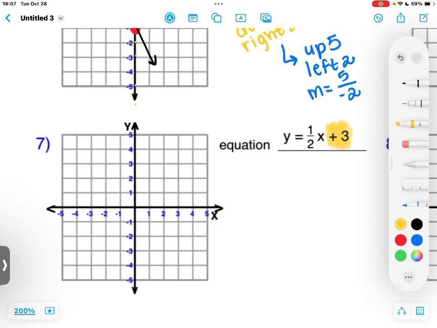Last one for this one, starting off with that y-intercept. We have b equals 3, meaning my first point I'm going to use is (0, 3), right there.